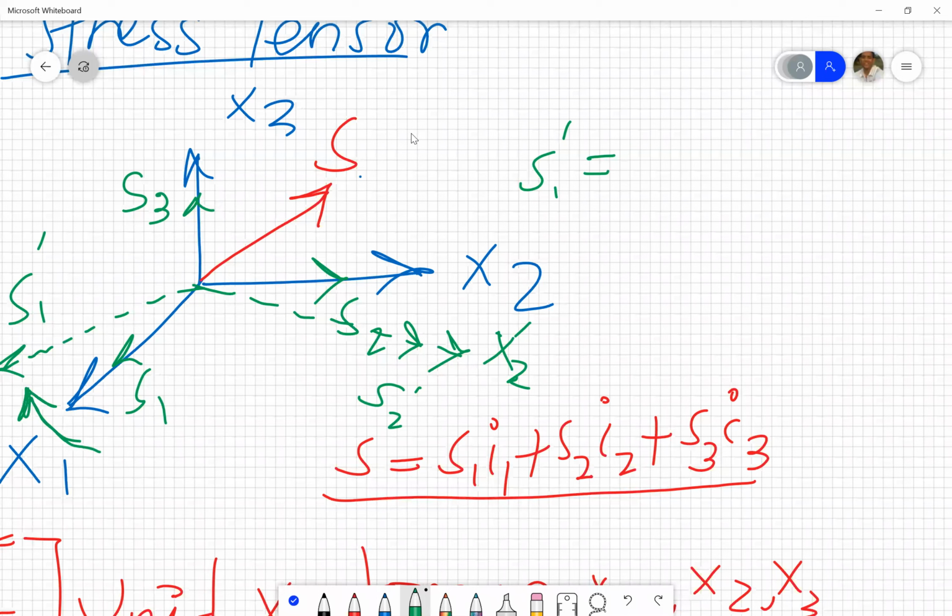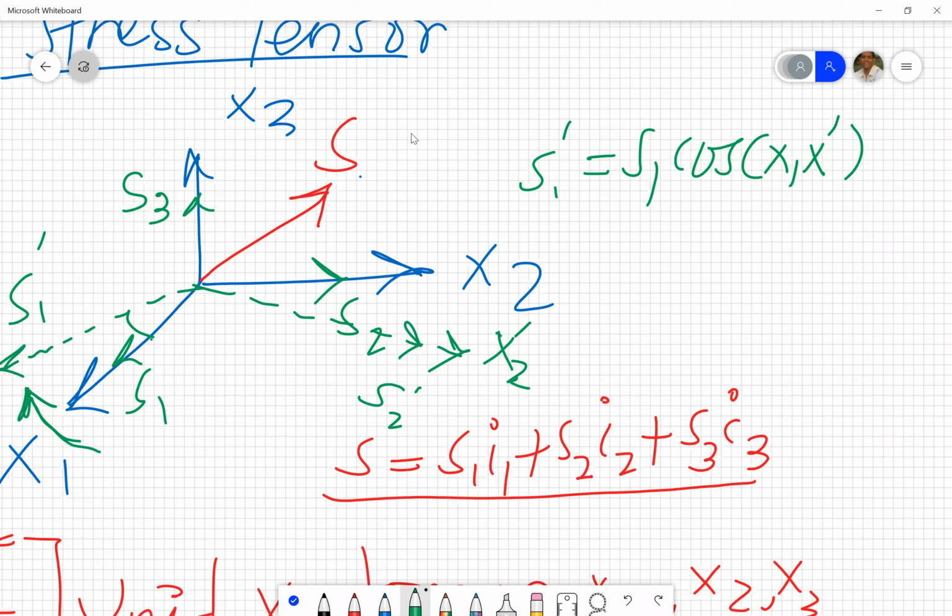The vector component by the displaced axis from x1 to x1 dash. If you see here, it will simply be the cos component of S1. We can write that S1 dash is equal to S1 cos theta. You don't know the theta value, so theta will be between x1 and x1 dash. So we can write simply S1 dash is equal to S1 cos(x1, x1 dash). This will be the value.